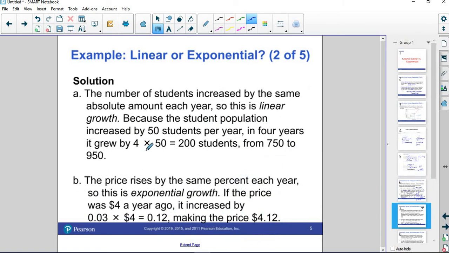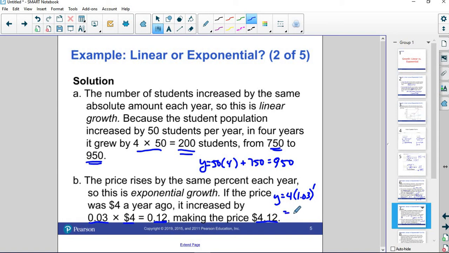Okay. So 4 times 50 gave us 200 students. When we add that to 750, we get 950 students. Y equals 50 times 4 plus 750. Okay, you can reason it out or you can use the equation. I'm fine with either one. All right, exponential growth. 3% of $4 is 12 cents. So the price was $4.12, or the way we would have done it using our formula, we have 1.03 to the 1 power, and that would give you $4.12 when you multiply that out on your calculator. Okay, you can do it either way. You can reason it out, or you can use the equation.